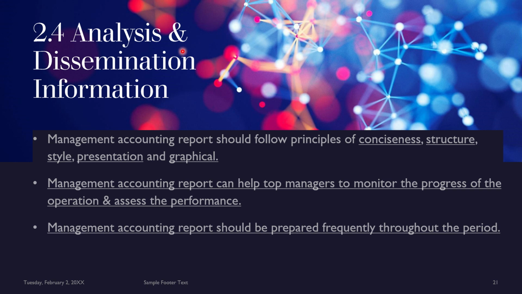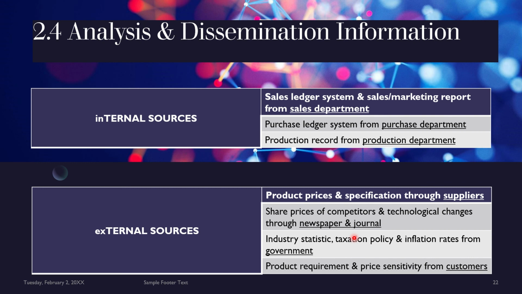Next is the analysis and dissemination information. Management accounting report should follow principles of conciseness, structure, style, presentation, and graphical. Management accounting report can help top manager to monitor the progress of operation and also to assess the performance. And the management accounting report should be prepared frequently throughout the period.